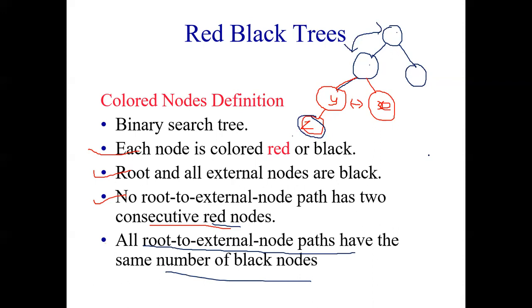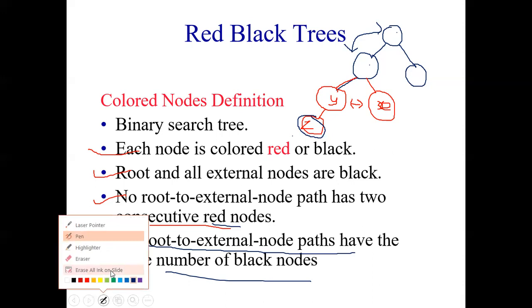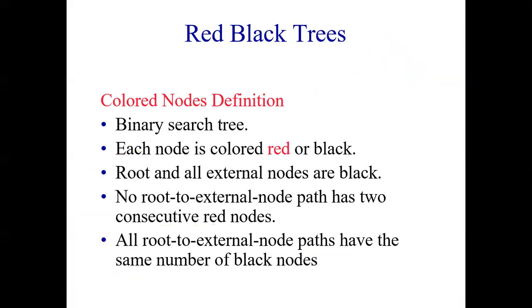So these are the properties, or principles, of a binary search tree with respect to the color of the nodes. It is a binary search tree. Every node should be red or black in color. Root and all external nodes are black, and no two adjacent nodes should be red in color.